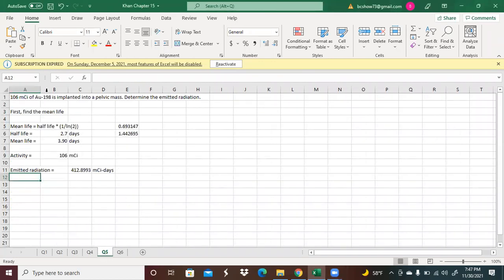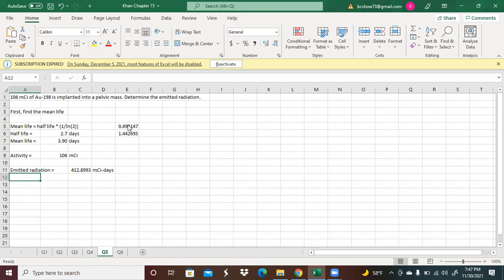All right. So problem 5: 106 millicuries of gold 198 is implanted into a pelvic mass and determine the emitted radiation. So the way you do things like this is first you find the mean life. Again, this is referenced in the lecture. The mean life is going to be the half-life times 1 over the natural log of 2.